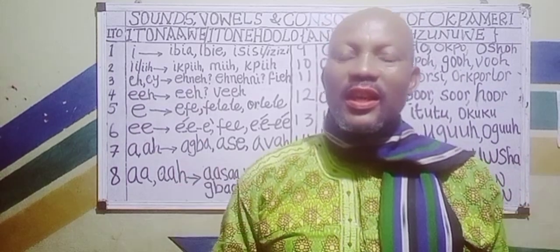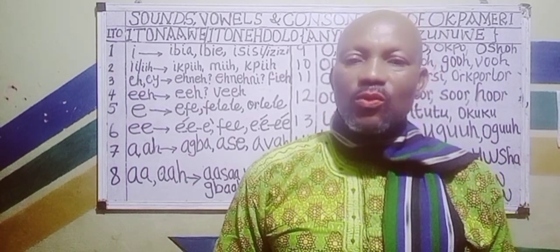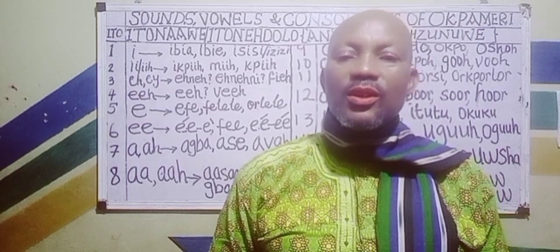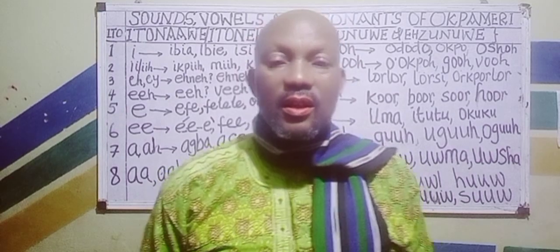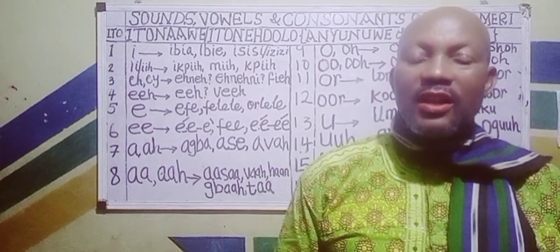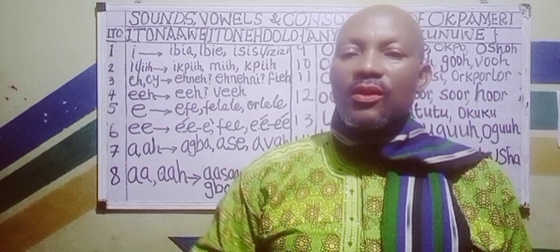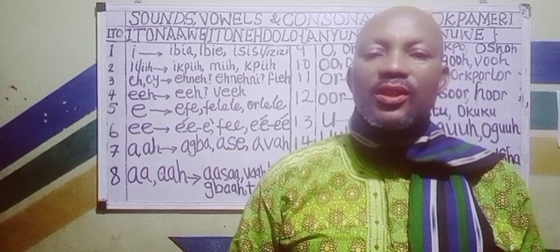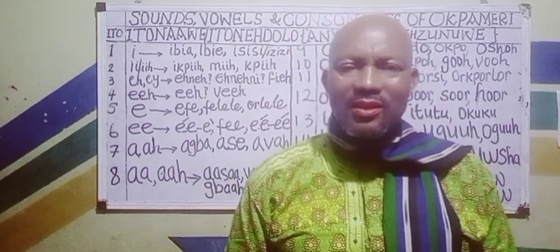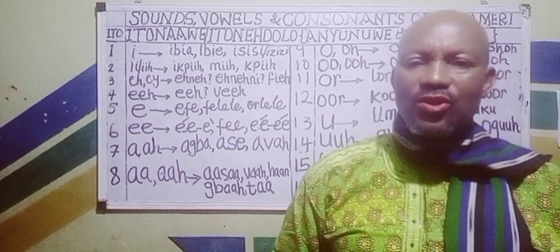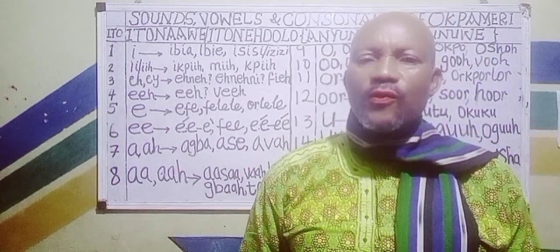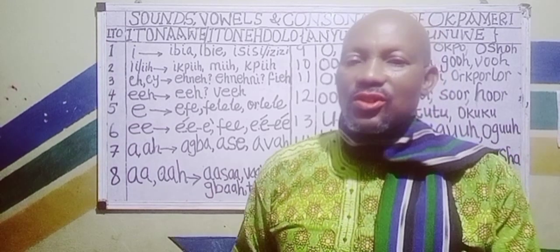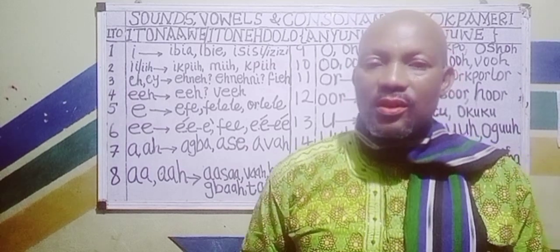Any time of the day that you are listening to me, we are in the fourth of our Okpameri language studies, and today I'm going to be treating the letters, sounds, vowels, and consonants of the Okpameri language. Every language has its sound system, usually called phonemes or phonetic symbols, and also its writing system, usually called orthography.